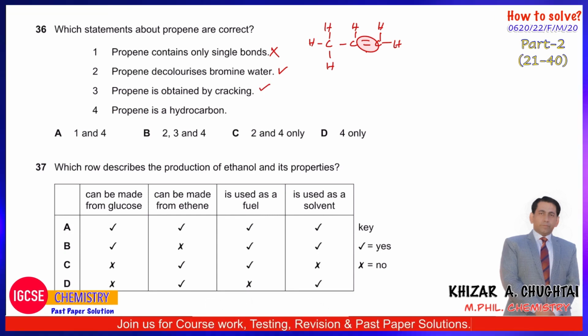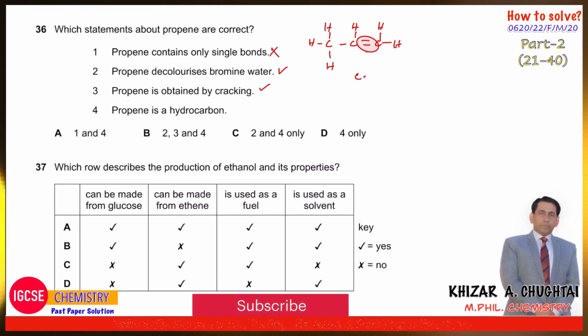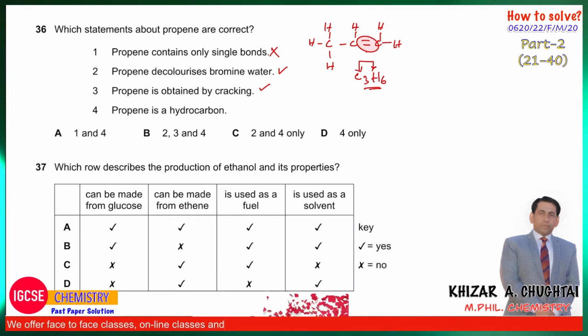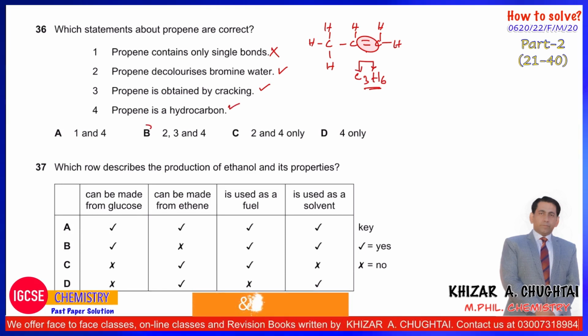Propene is a hydrocarbon. Yes, it is a hydrocarbon. It has only 2 types of element, carbon and hydrogen. It is correct. So 2, 3 and 4. Overall, B is the correct option.